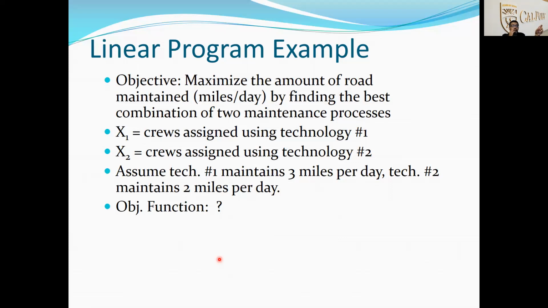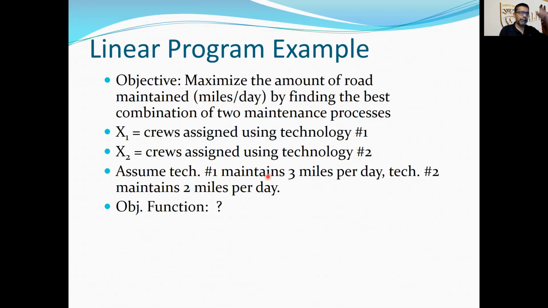And remember, technology 1 can maintain 3 miles per day. Technology 2 can maintain 2 miles per day. Can you write the objective function based on this information? You want to maximize the amount of road that is maintained in terms of miles per day. Technology 1 can maintain 3 miles per day, and technology 2 can maintain 2 miles per day.